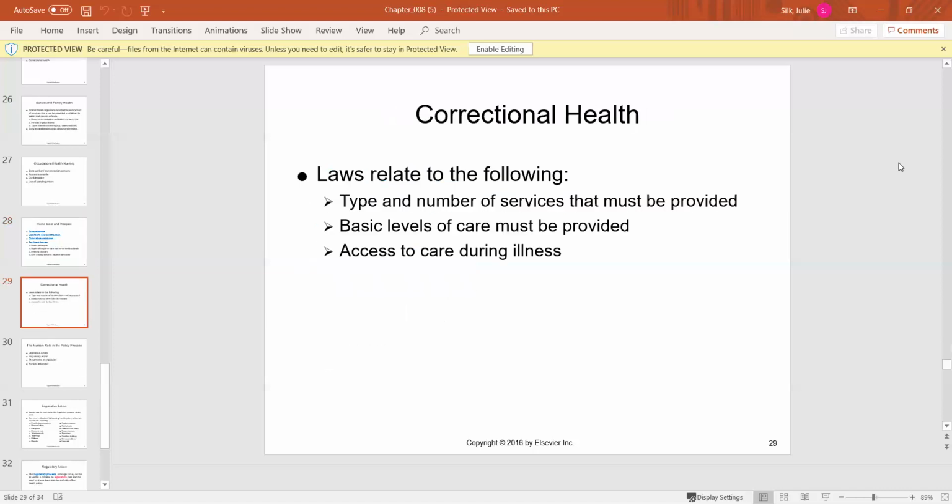With correctional health, there are laws that relate to the following: the type and number of services that must be provided, the basic level of care that should be provided, and then the access to care during illness. What do you guys think about that? If someone's in jail, what's your opinion? What kind of rights do you think they should have regarding their health? I feel like they should have pretty much the same access to healthcare that they otherwise would be getting.